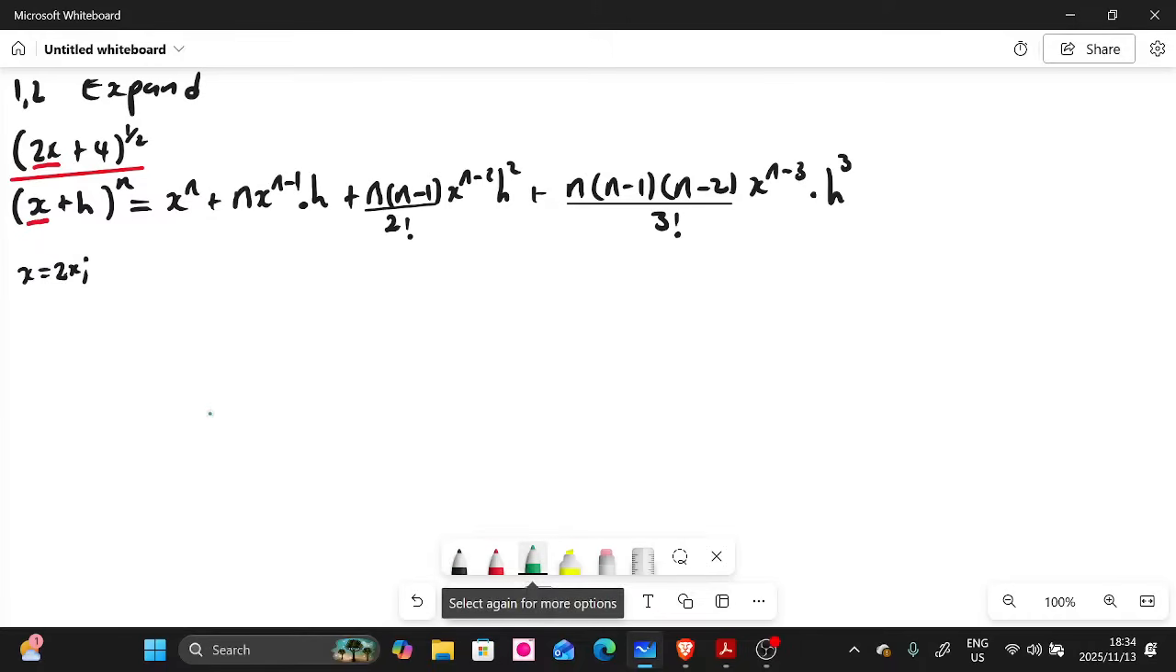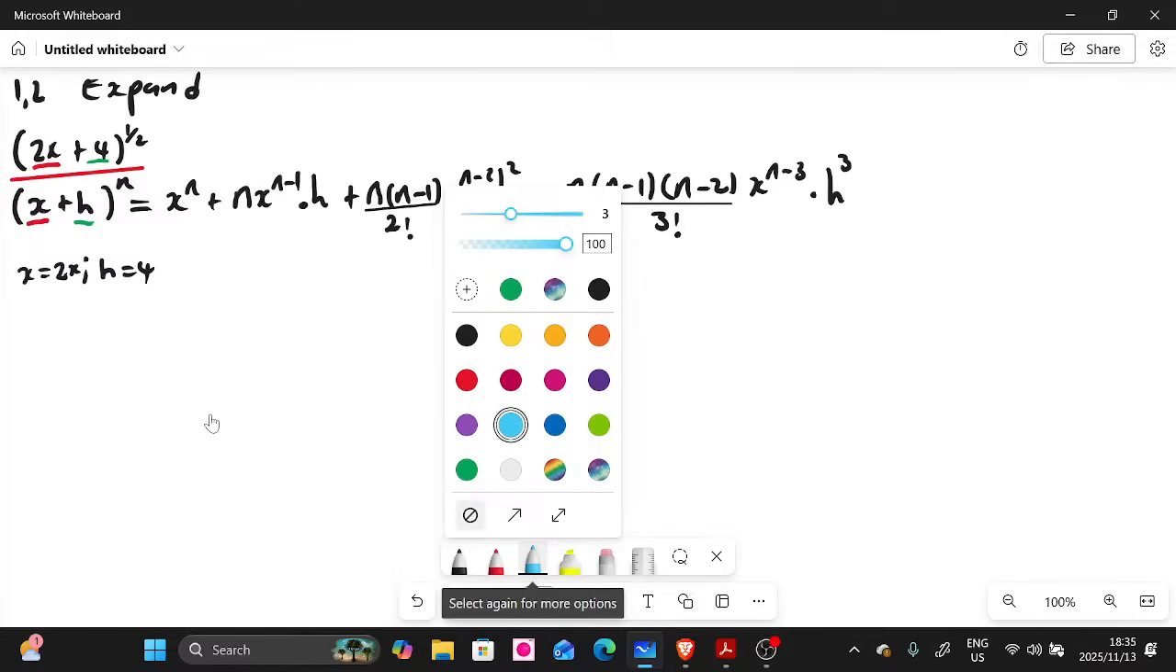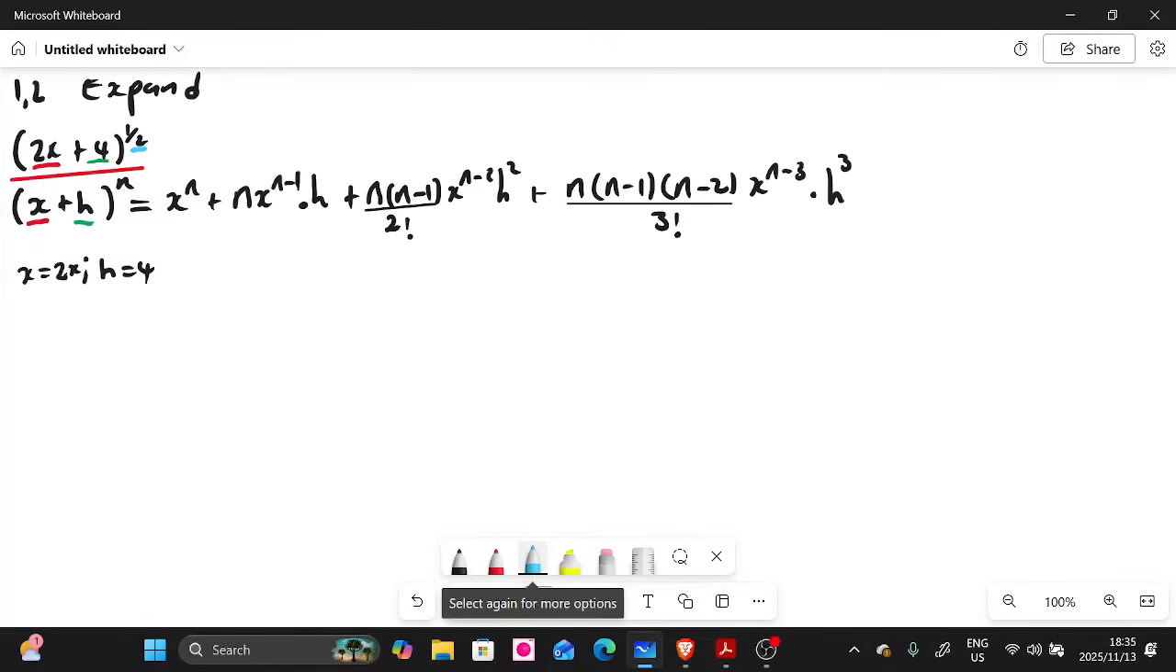And then in green, I'm going to highlight h. As you can see, our h here, for this one, is 4. So we can say h is equal to 4. And then the last part, let me use a different color. Let's use blue. Our n is 1 over 2. Here's our n there. So you can say n is actually 1 over 2. So all you have to do is just substitute these into the formula here.